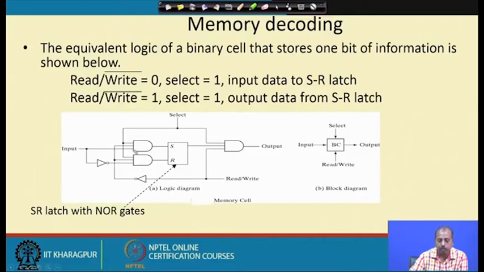If the input value is equal to 1, I have got S equal to 1 and R equal to 0. As a result, this flip flop will be set to 1. On the other hand, if the input value is equal to 0, then I get S equal to 0 and R equal to 1. As a result, the value of this Q output will be equal to 0. This way the input value is getting stored in this SR latch. Then for the output part, if the select line is 1, then whatever is the latch value here will come to the output, provided this read line is made equal to 1. That is the read operation.